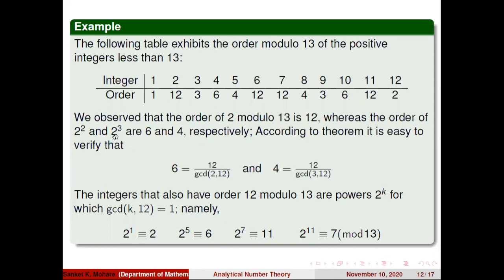So order of 2 cube, that is 8. Order of 8 is what? 4. So here you can find order of 8 is 4 and order of 4 is 6. So this theorem can be verified. Okay.